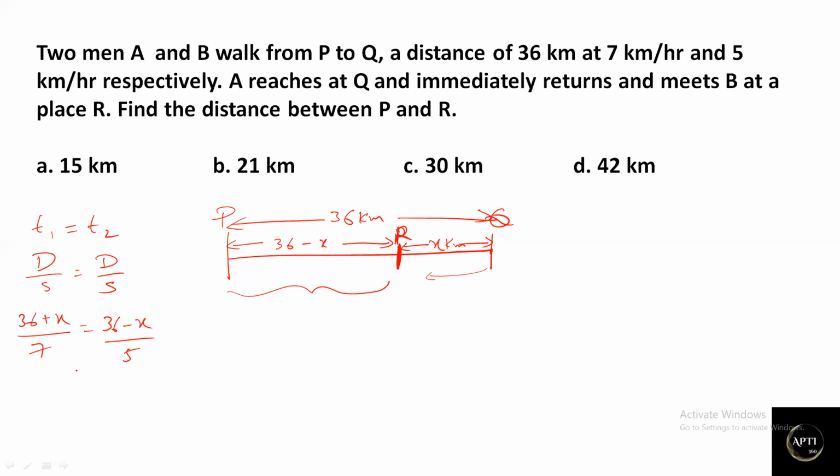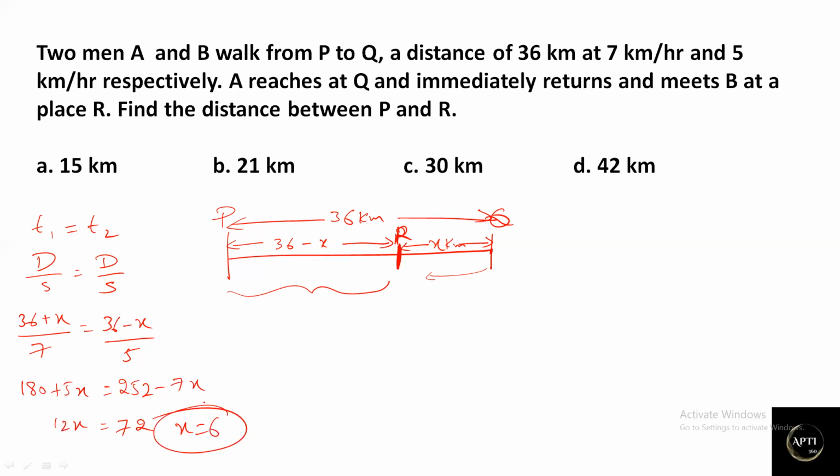what is 36 times 5? It is 180, plus 5x, equals 36 times 7. 7 times 3 is 210, and 7 times 6 is 42, so 210 plus 42 is 252. So 252 minus 7x. If you solve this, it will be 12x, since 5x plus 7x is 12x, equals 252 minus 180. What is 252 minus 180? It is 72. So 12x equals 72, and x equals 6.